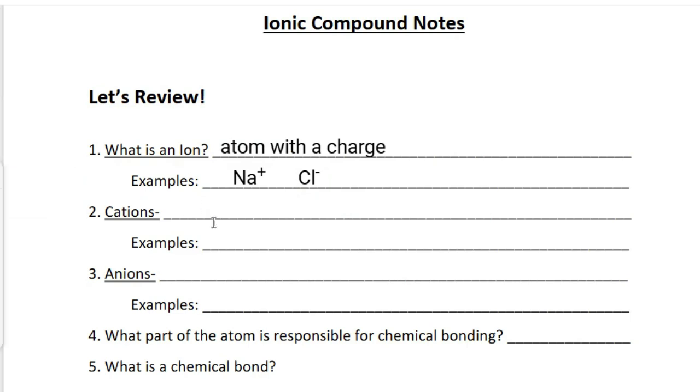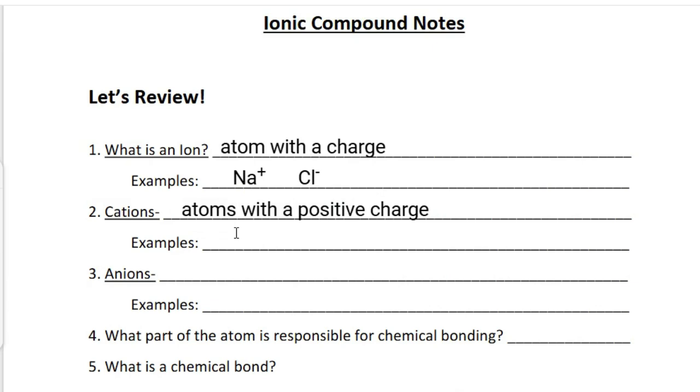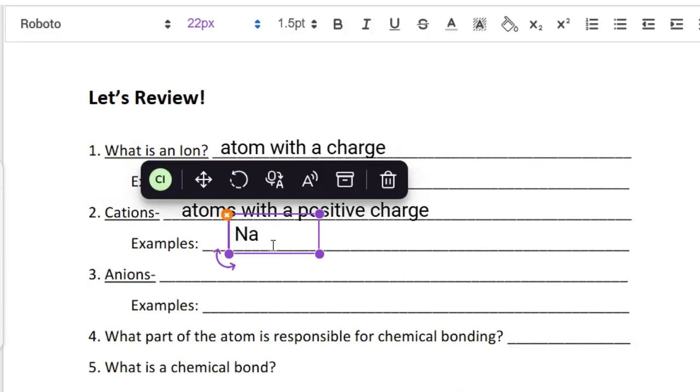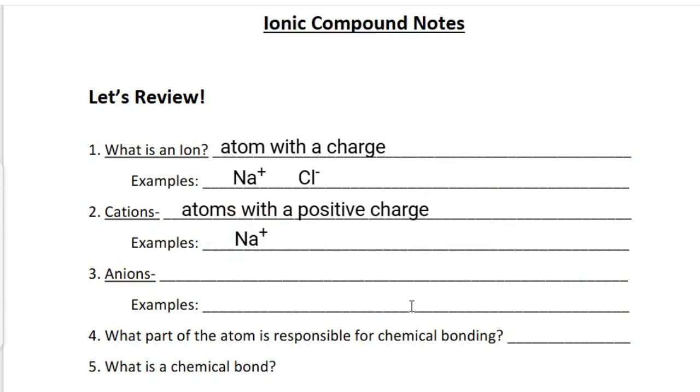Cations are simply atoms with a positive charge. A good example of this is the Na plus that you see at the top. You're going to be able to recognize it by that plus sign, that positive. Now, this could also have a number with it, like it could say Na plus 2 or Na plus 3. That's just telling you how many electrons this particular element has lost.